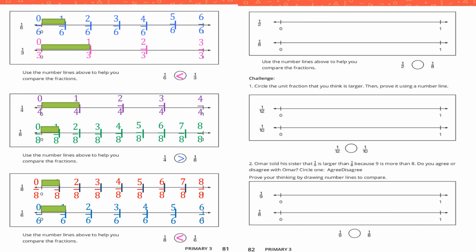And also 1 over 3 and 1 over 6, it's a crazy fraction. Why? Because they have same numerators. The small is big and the big is small. So third is bigger than 1 over 6. The next page you can solve it as a homework. It's very easy by the same way.